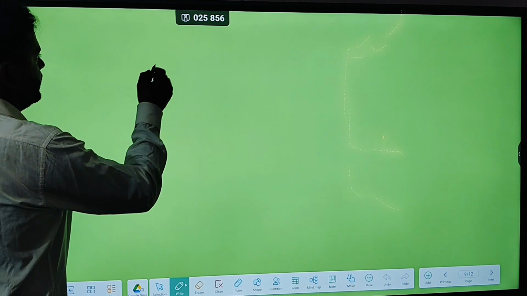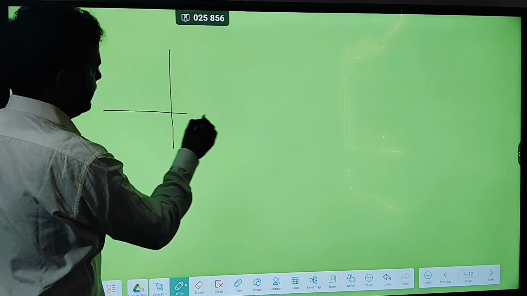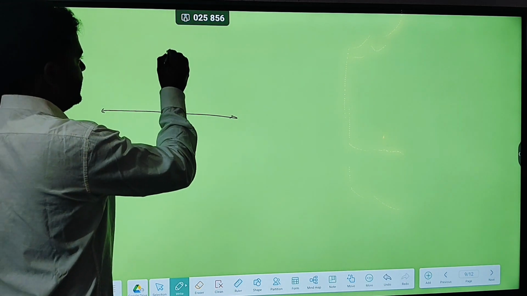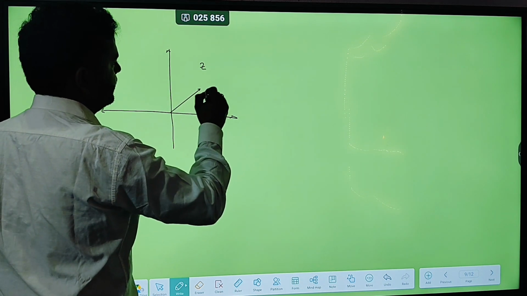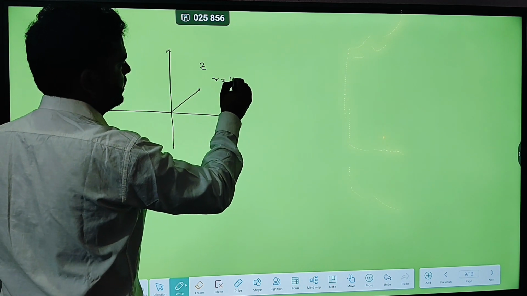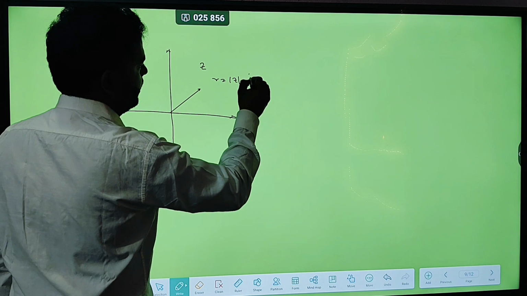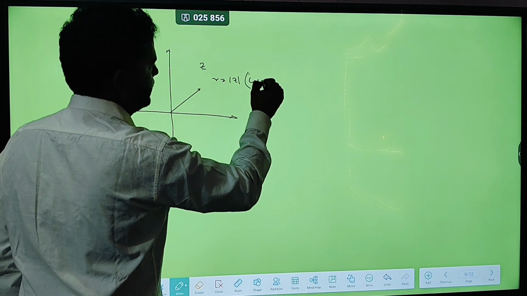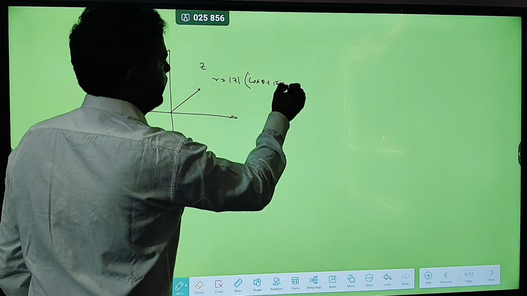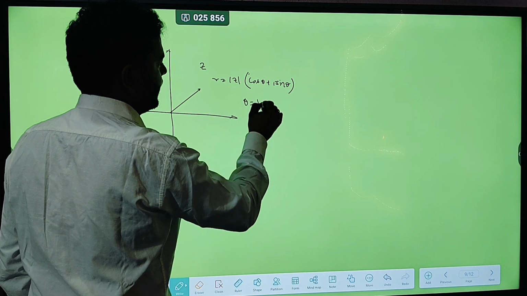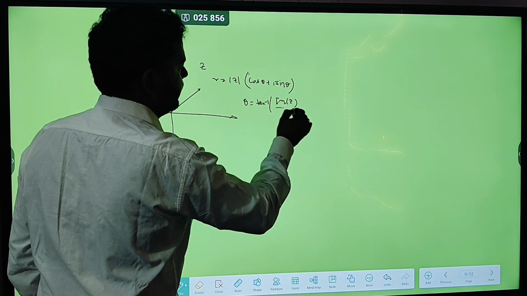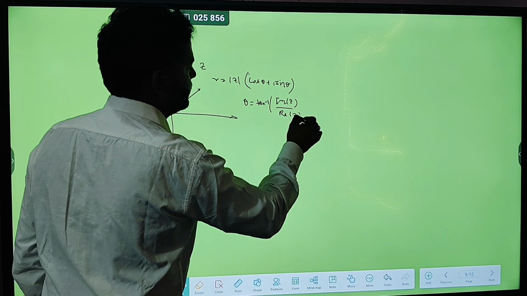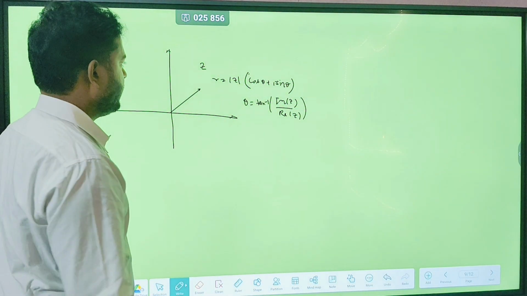So if you have any z, let's say in the first quadrant, then you can just write z equals mod z, cos theta plus iota sine theta, where theta will be just tan inverse of the imaginary part of z upon the real part of z for the first quadrant.